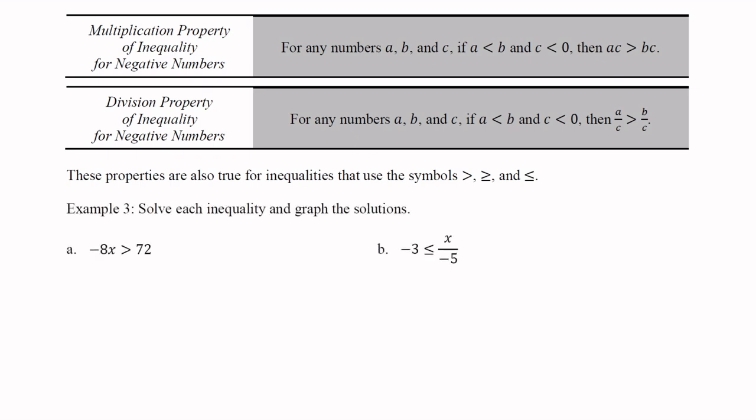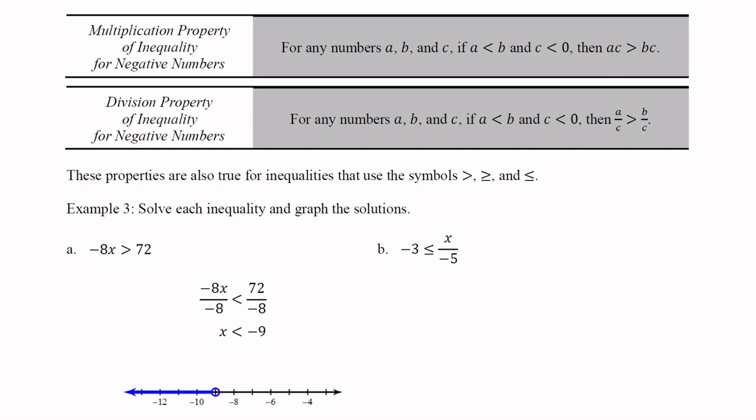So let's do an example of this. We're going to solve each inequality and graph its solutions. So for A, we need to divide each side by negative 8. When we do that, we have to flip our inequality sign. So instead of greater than, we now have less than. And our solution is x is less than negative 9, which is graphed for you here.